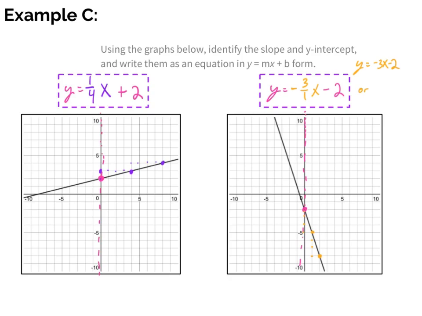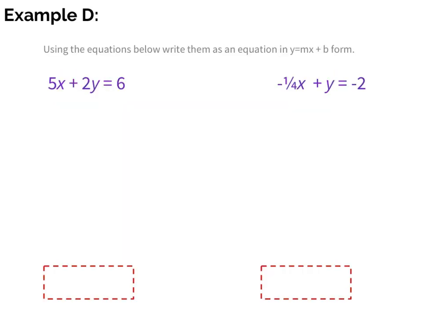Now let's move on to the last slide, where we're going to take equations and move them into slope-intercept form. So here we are. It says, using the equations below, write them as an equation in y equals mx plus b form. While we already have equations, we can tell they're not in slope-intercept form. They don't have this y equals mx plus b.